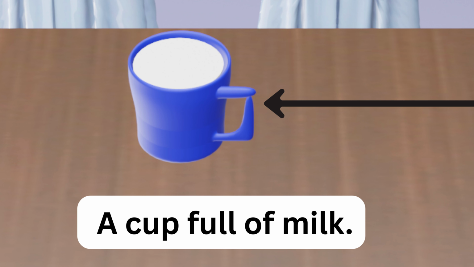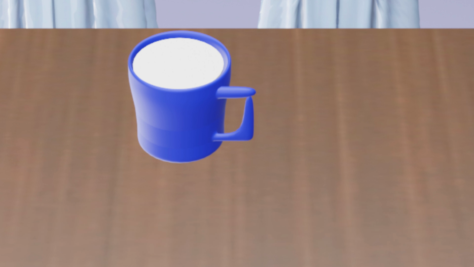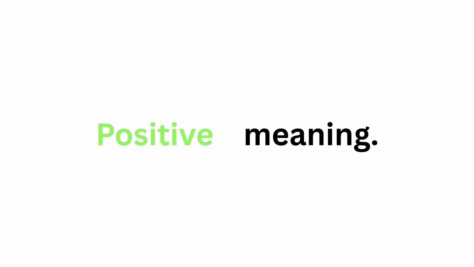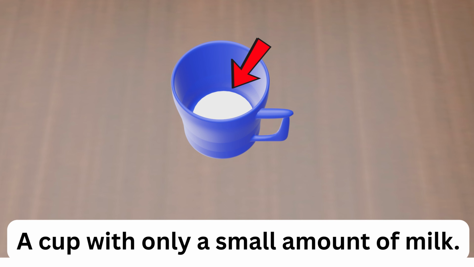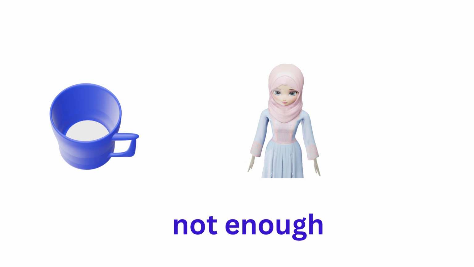Picture 9. A cup full of milk. There is a little milk in the cup. This means it is enough for 1 person to drink. Positive meaning. Picture 10. A cup with only a small amount of milk. This means it is not enough even for 1 person.